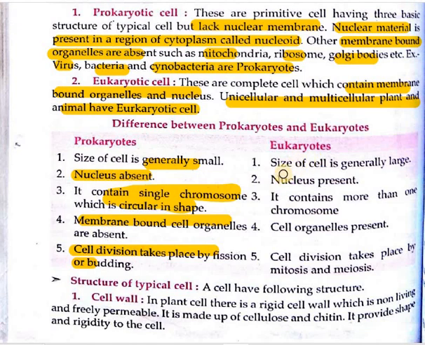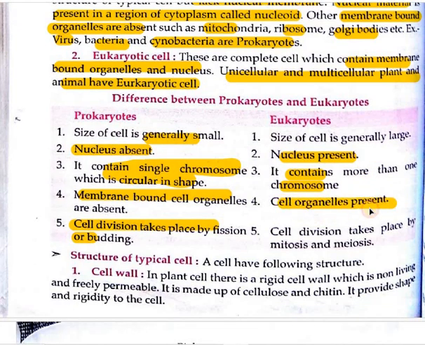Now we will move to eukaryotes. The size of the cell is generally bigger, and a large nucleus is present. It contains more than one chromosome. Cell organelles are present. What are cell organelles? Mitochondria, ribosomes, Golgi bodies. Cell division takes place by mitosis and meiosis. So this is asked many times: in eukaryotes, how does cell division take place? The answer would be through meiosis and mitosis.